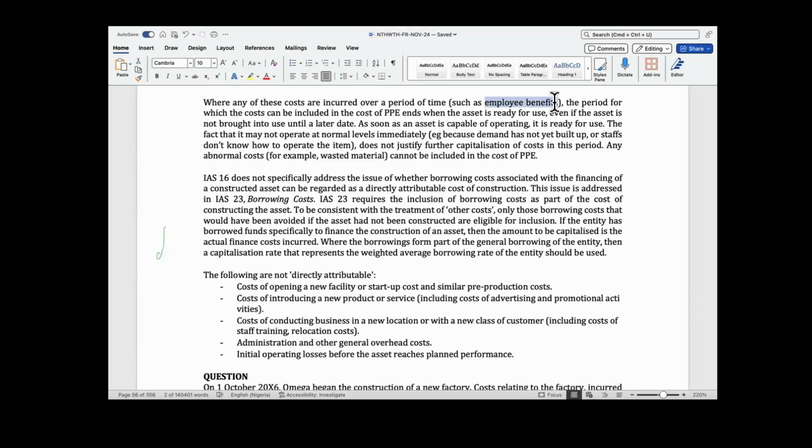The one that you add as part of your cost of PPE is the one that helped you in getting the asset ready. That is the only one you add as part of the cost of the PPE. The one that gets the asset ready. So that means immediately the asset is ready, any other costs you incur should be expensed.